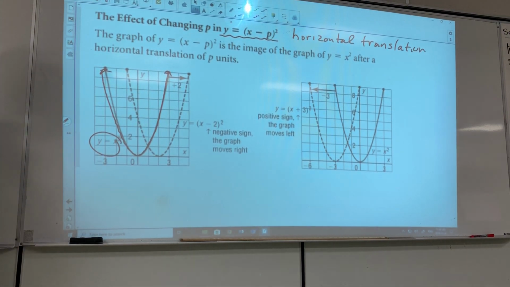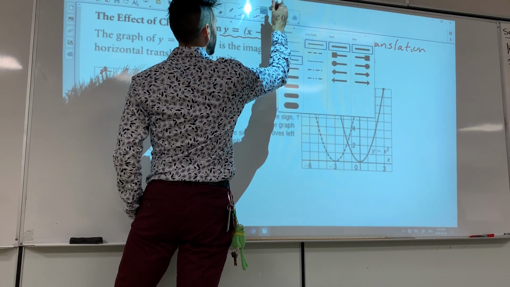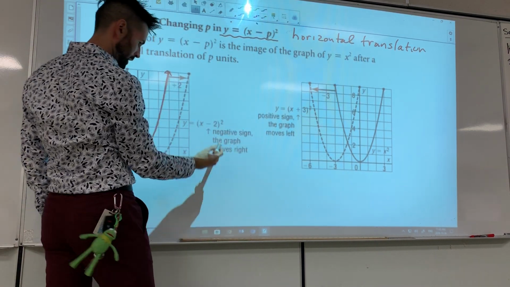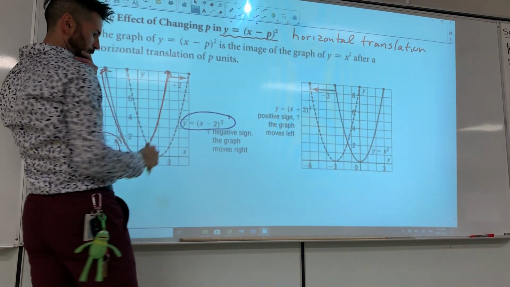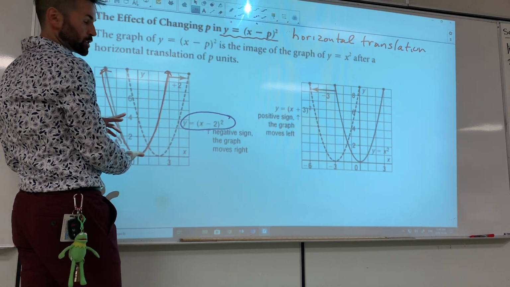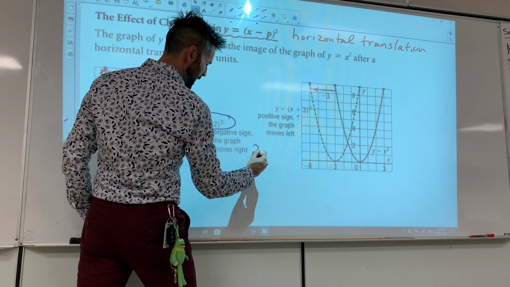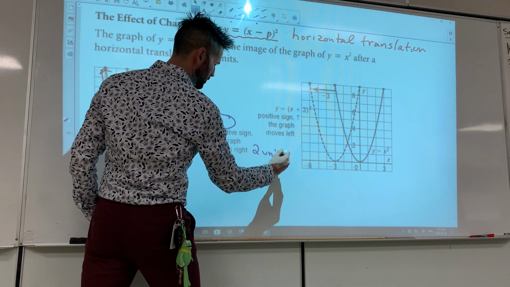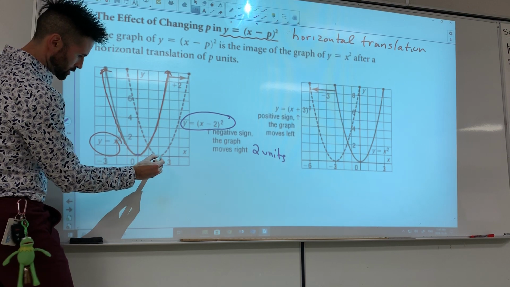So there's y equal x squared. The particular transformation we're doing here, right here, so y equal x minus 2 in brackets squared. Okay, so it's a negative sign, which actually pushes the graph to the right. Okay, so it says negative sign, the graph moves right, and I would just add 2 units. Okay, so if you track, say, the vertex, you can see it goes 1, 2.